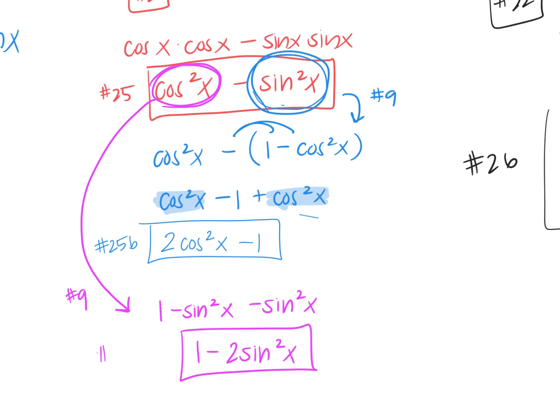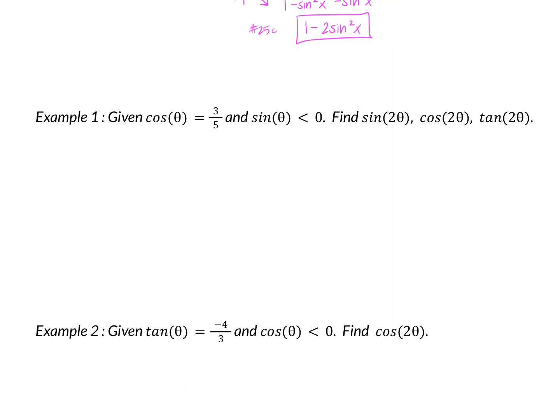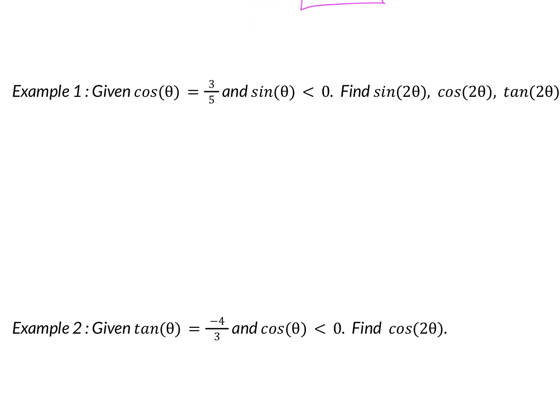And then that is your formula number 25C. So that is where all 3 of those formulas came from, just using the different identities to simplify it. Okay, this is a little bit of a flashback from a few units ago, but it's also using double angles as well. So it's kind of putting 2 pieces together.